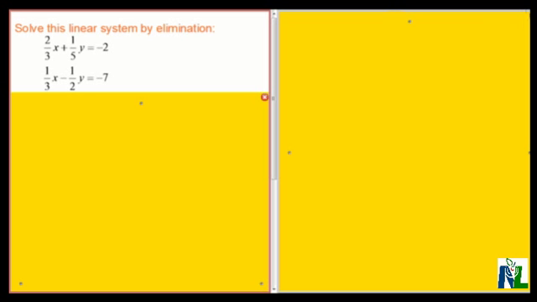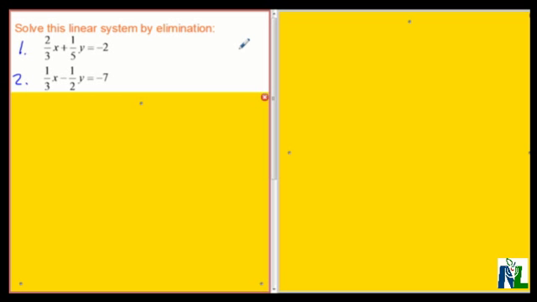I'm going to solve this linear system by elimination. 2/3 x plus 1/5 y equals -2. I'll call this equation 1. 1/3 x minus 1/2 y equals -7. I'll call this equation 2. I'm going to start off by eliminating the fractional coefficients in both equations.